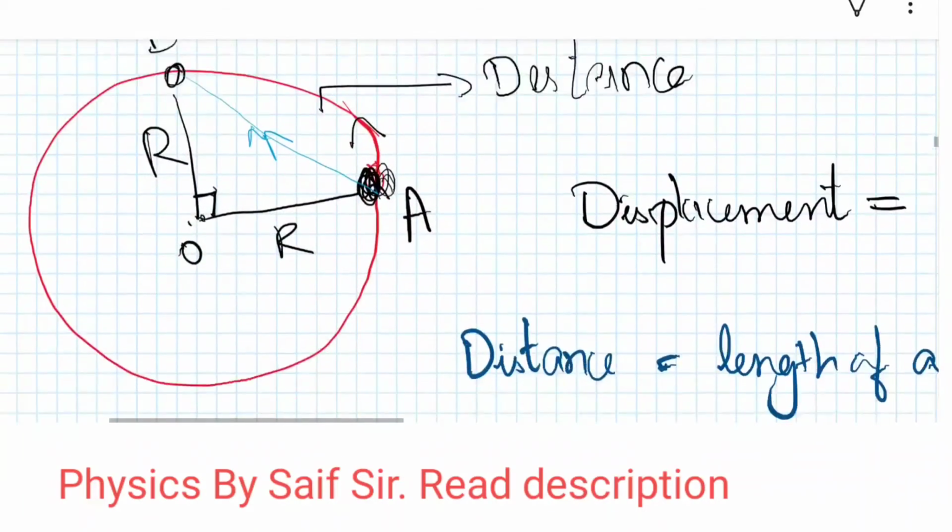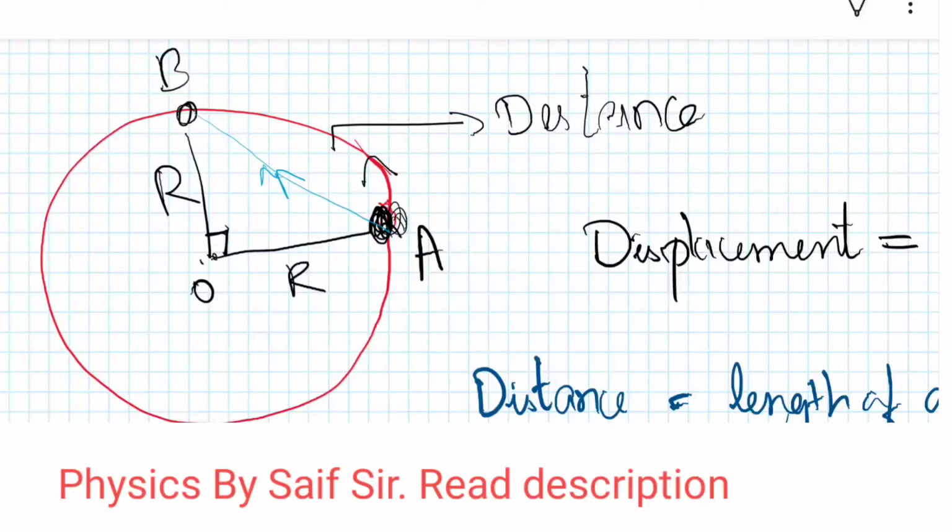Now we can see another example. Here points A and B are there, and you have to travel from A to B. You have to find both the distance as well as the displacement. This is a complete circle. The center is at O, and the distance from O to A and from O to B is R, the radius.